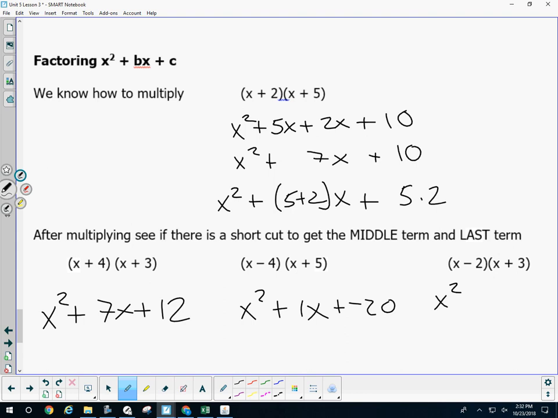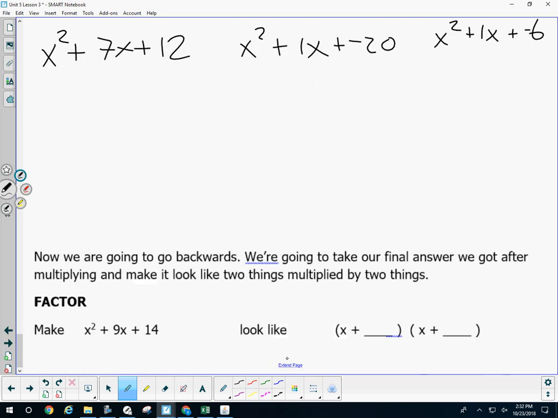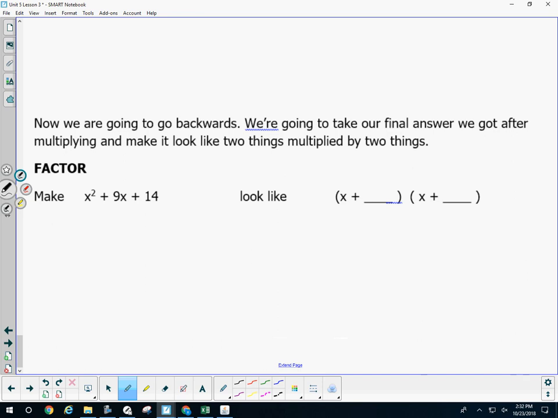X squared, the negative 2 and the positive 3 added together gives us a 1x. The negative 2 times the positive 3 multiplied together gives us the negative 6, right? Boom, get right there. Okay, well, knowing that, I should be able to go backwards.